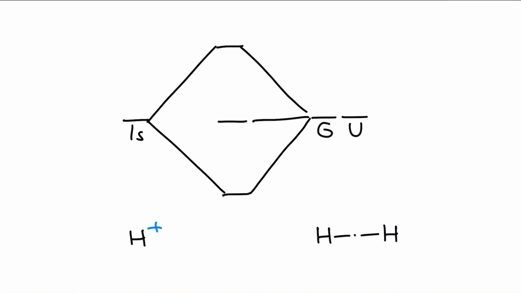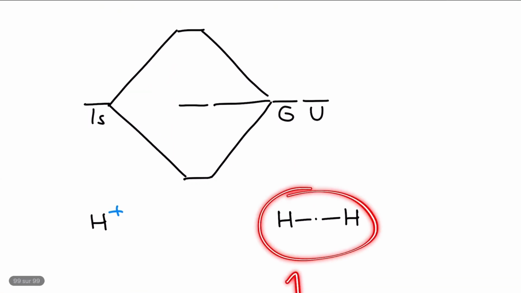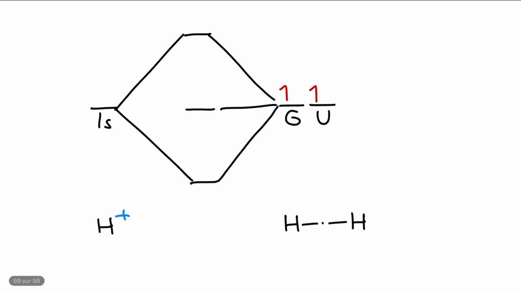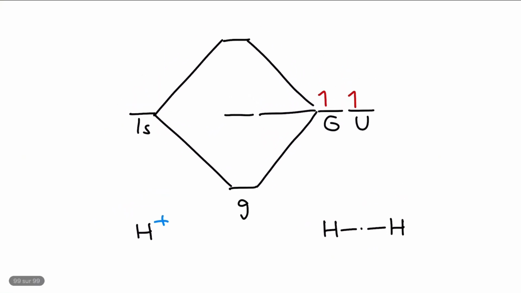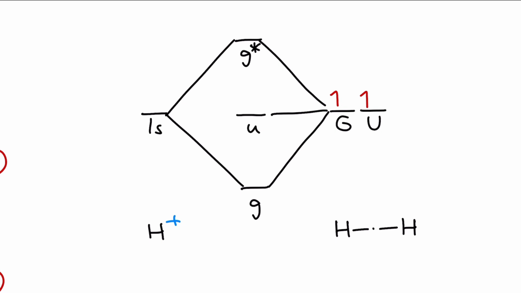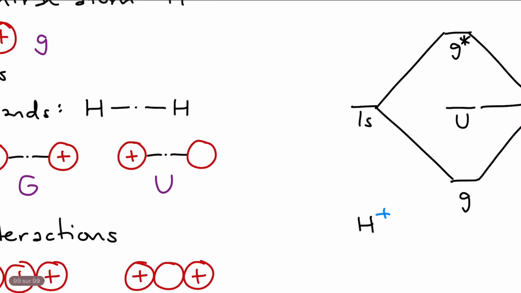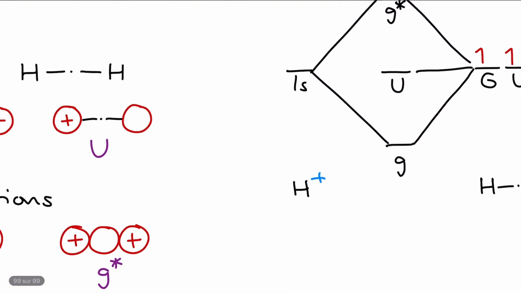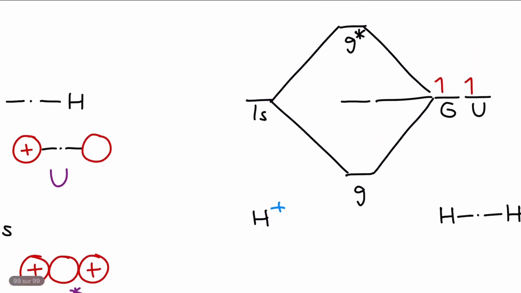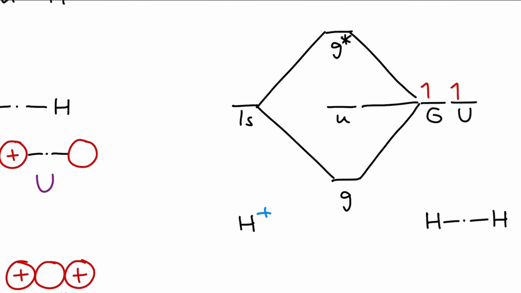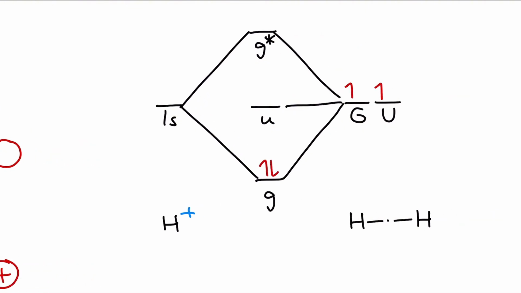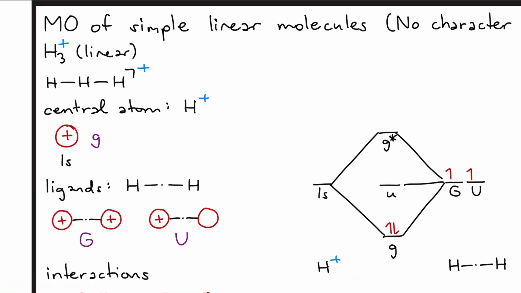Let's fill in the electrons. We're gonna get that the hydrogens here have one electron each, so there's gonna be two of them. And this one will be a Gerade star. This one will be a U. Capital U also, because well, I've labeled it as U. It's non-bonding. But normally in the MO diagram, we usually use small letters. So let's use small u. So let's fill in the electrons. And that's it for the trihydrogen cation.